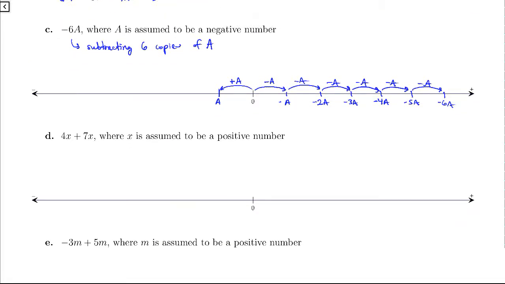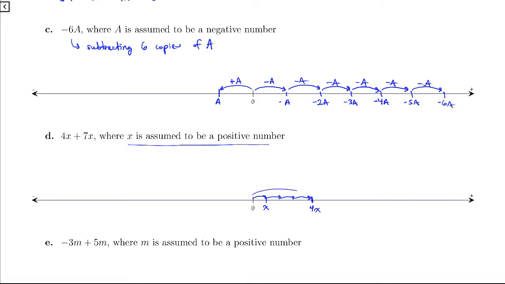Okay, 4x plus 7x, where x is assumed to be a positive number. So let's start with x as a positive number, and I'm going to make it kind of small-ish. There's my x. And I'm going to have 4 x's first: 1, 2, 3, 4 x's.